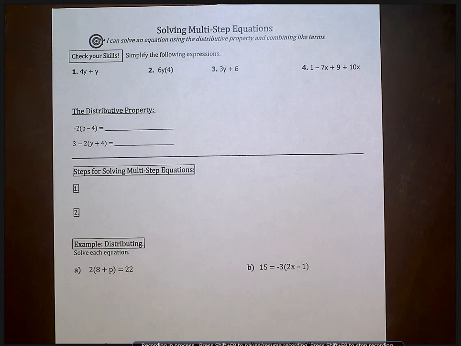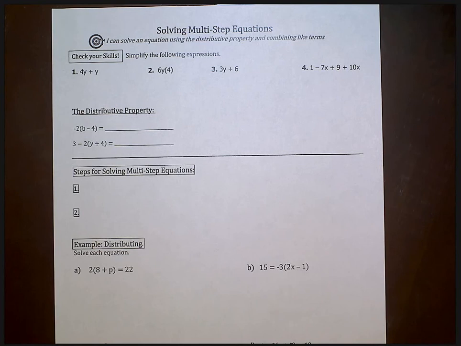This lesson, guys, we're going to be solving multi-step equations. We did two-step equations last time, so these equations are going to involve 3, 4, maybe even 5 different steps to be able to solve for a variable to get x, y by itself.